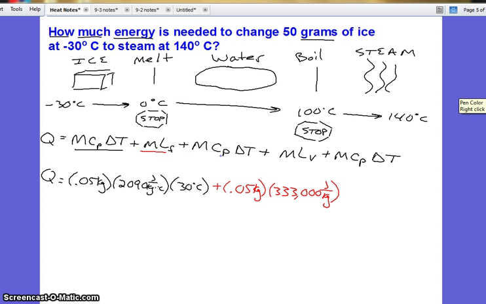Next, we have mc delta T while we're in the water phase. Again, I'll look above to see what we're actually doing. So I'll write it down here. Plus, we have the mass, 0.05 kilograms, times the specific heat capacity of water, which is 4,186 joules per kilogram times degrees Celsius, times the temperature change while going from 0 to 100 in the water phase.